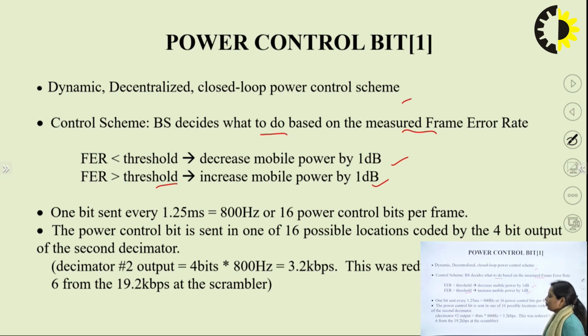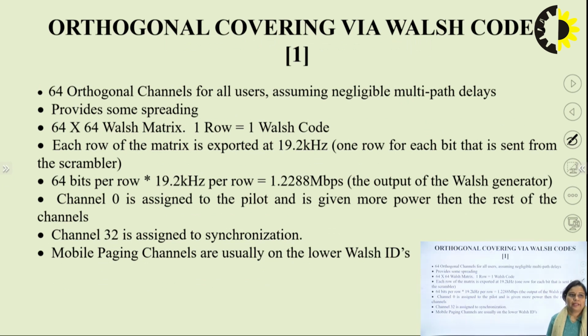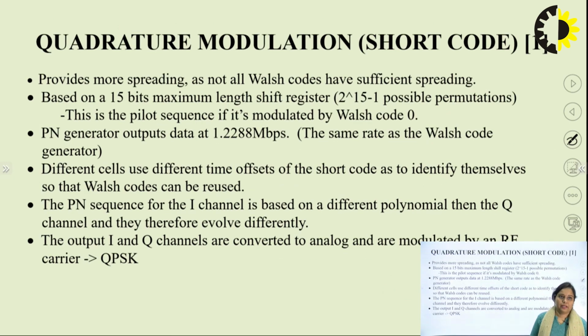So, this is the theory behind power control. Next one is the orthogonal covering via Walsh code. So, 64 orthogonal channels for all the users, assuming negligible multipath delays are there. It provides some spreading. Spreading is basically when you transmit this particular data, and when it travels over the channel, then spreading of the pulses will be there. So, that is the main concept of spreading.